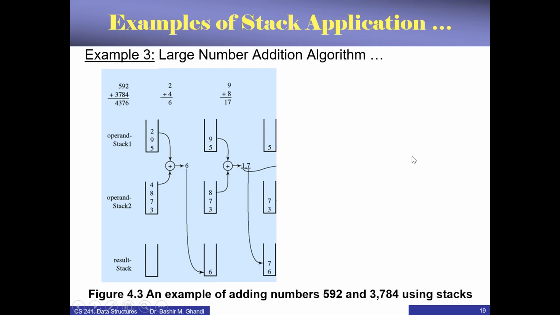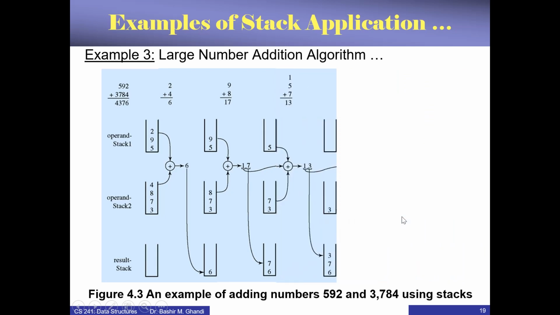Okay, good. So next we're going to pop 5 and 7, add them up along with the carry from the last operation. So we're going to have 1 plus 5 plus 7. Okay, this will give you 13. Push the unit part in the result stack. So 3 will go to the result stack. The tens part is going to be used as the carry for the next operation.